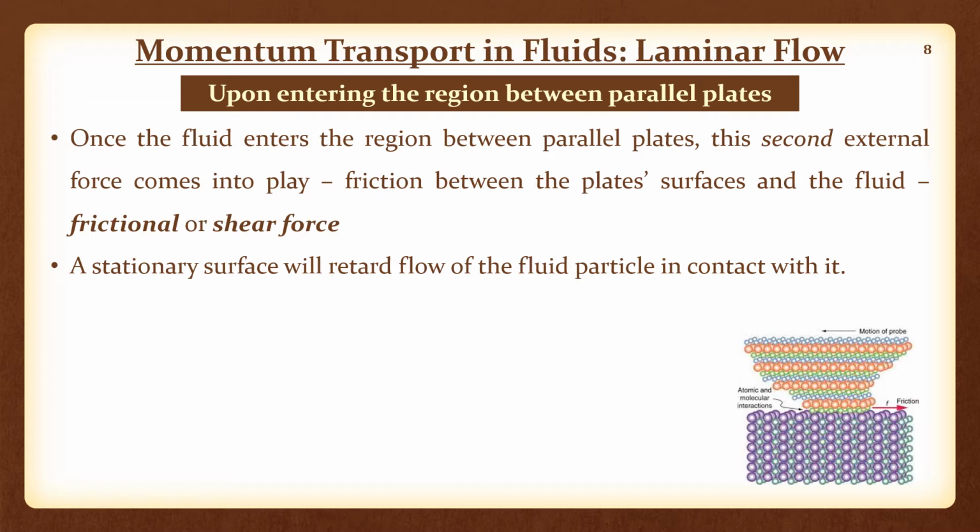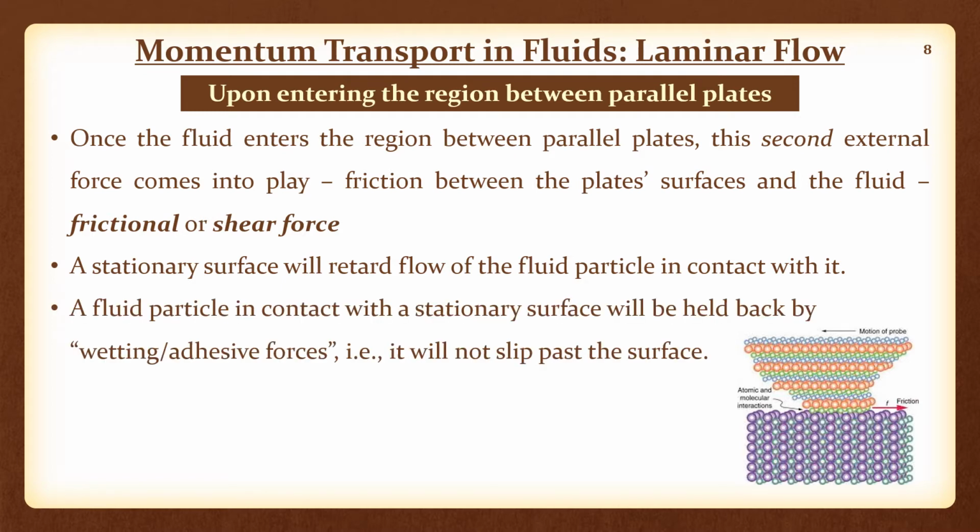So now we should probably look at this same picture. Instead of looking at them as individual molecules, you should probably look at them as individual fluid particles. Now, if the first green level fluid particles that are right above the purple surface are in contact with the surface, since the surface is stationary, it will retard the flow of the fluid particle that is in contact with it.